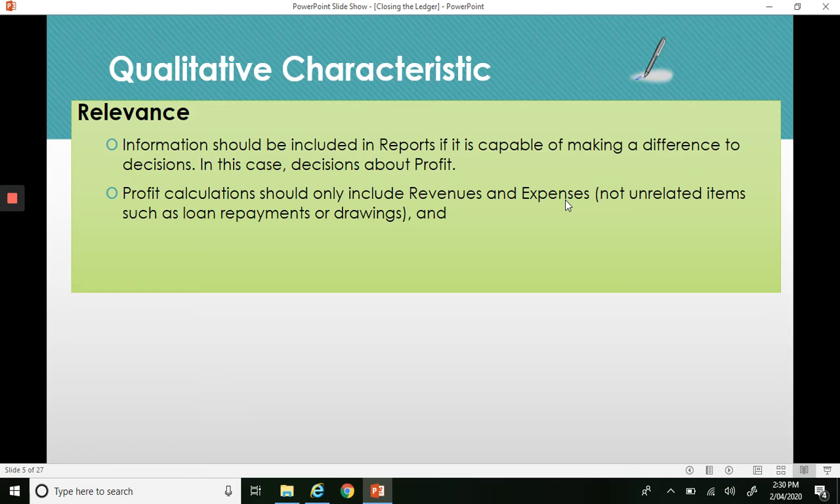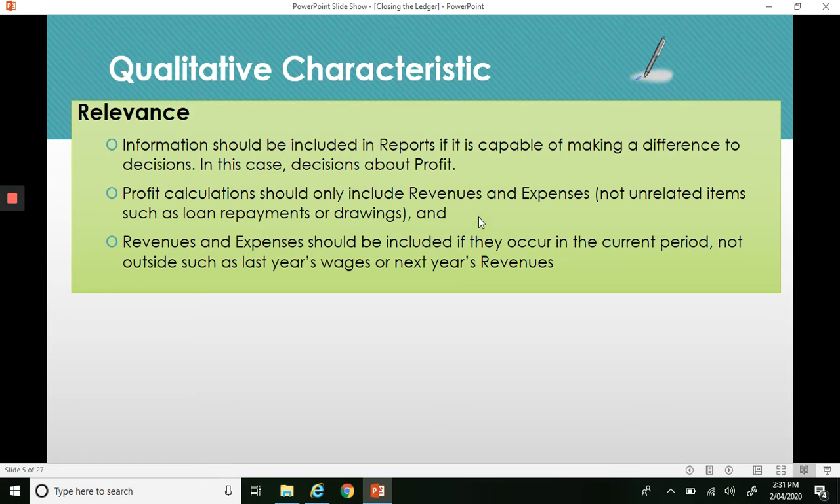They're the ones that are capable of making a difference to decisions about your profit, not unrelated items such as loan repayments or drawings. And also, revenues and expenses should be included if they occur in the current period, not outside, such as last year's wages or next year's revenue. So that is, again, alluding to the period assumption.